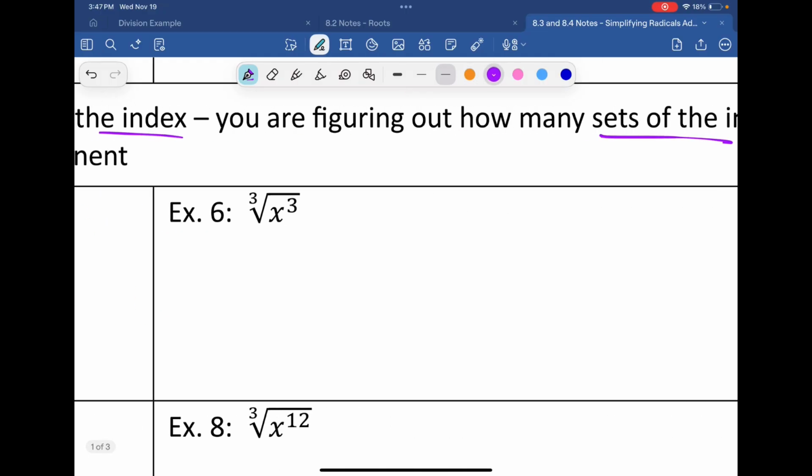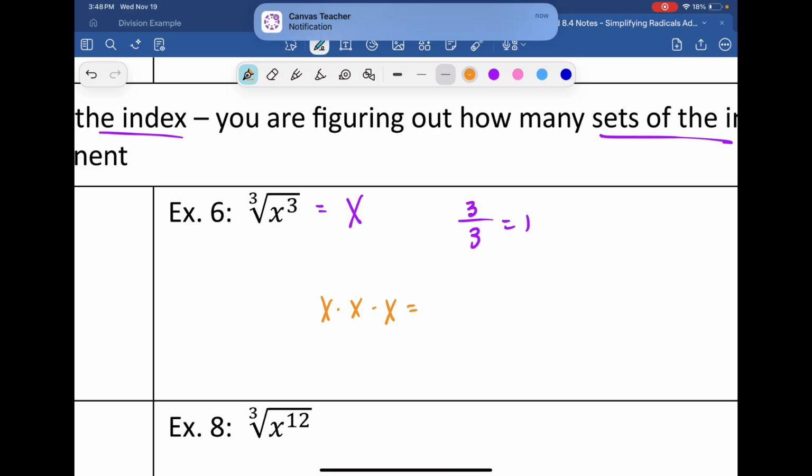Okay, cube root of x cubed. Divide the exponent 3 by the index 3. So that's 1. So the cube root of x cubed is x to the 1. Again, that makes sense because x times x times x is x cubed.